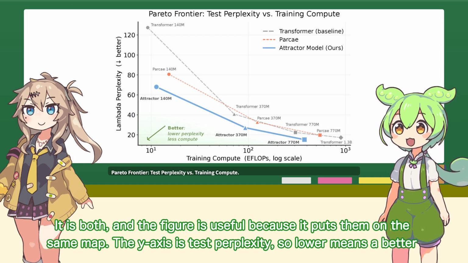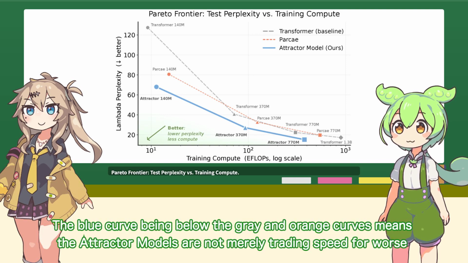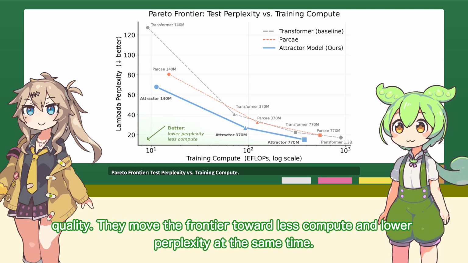The y-axis is test perplexity, so lower means a better language model. The x-axis is training compute, so farther left means cheaper training. The blue curve being below the gray and orange curves means the attractor models are not merely trading speed for worse quality. They move the frontier toward less compute and lower perplexity at the same time.